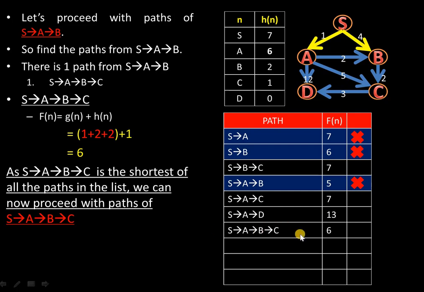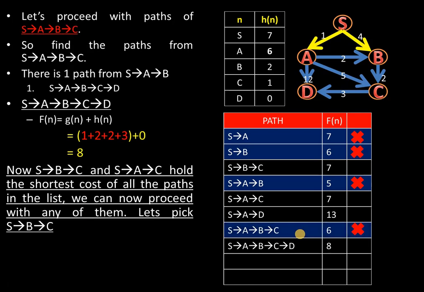Okay, shall we? Yes. And we are removing this and trying to find its next generation, or the subpath of it, that is S to A to B to C to D. Okay, so we shall find it out. So find the subpaths of S to A to B to C. There is only one path from S to A to B to C, that is S to A to B to C to D.